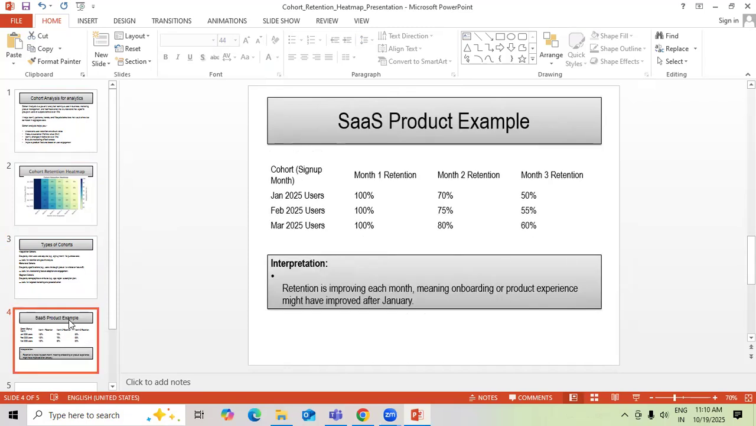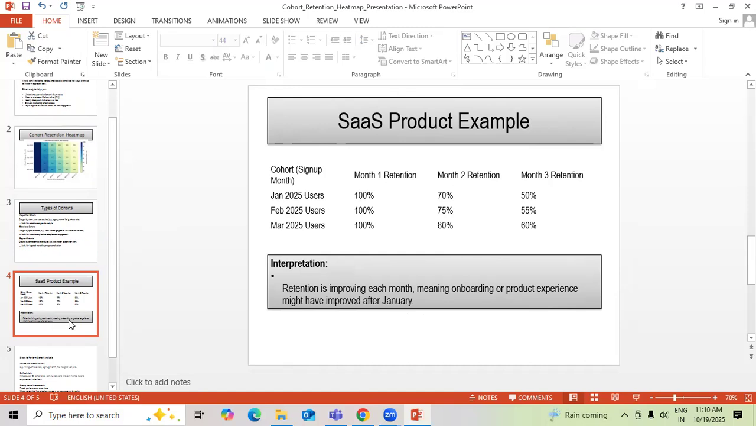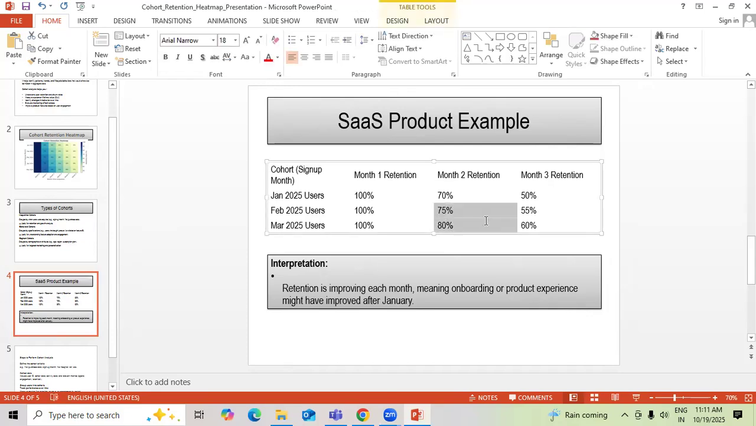Now, here is a simple example I have taken. A SaaS clinical product is the example. We have a cohort of sign-up users, wherein the retention in the month of January will be 100%. In the second month, it can be 70 and then 30 subsequently. Based on this, we can interpret that retention improves each month based on the onboarding as well as product experience, which can be improved after January.